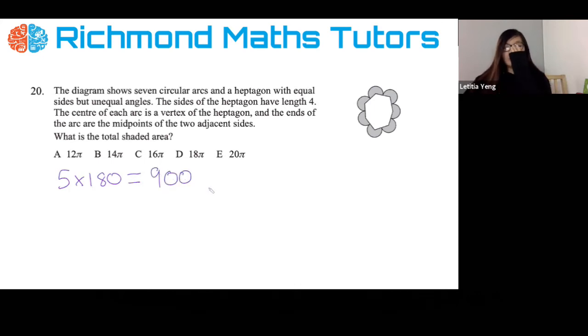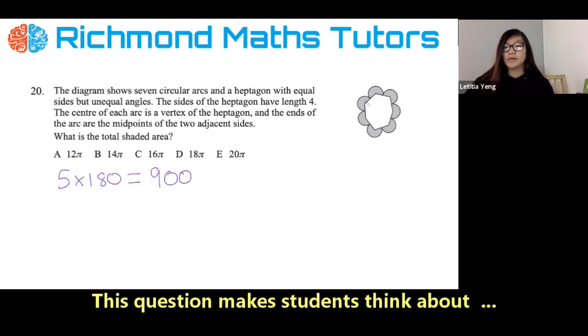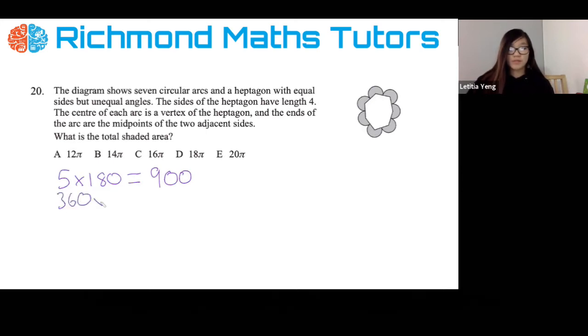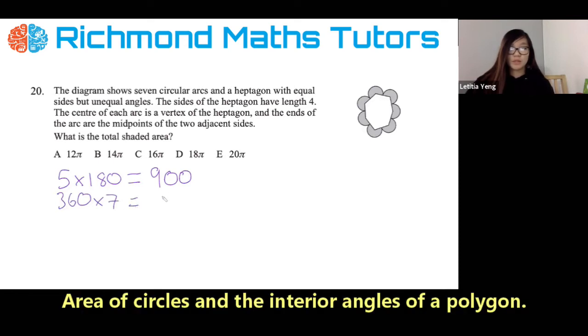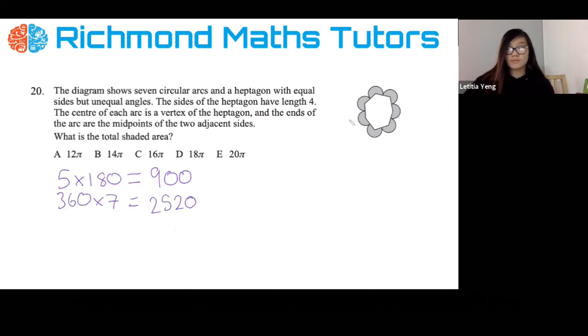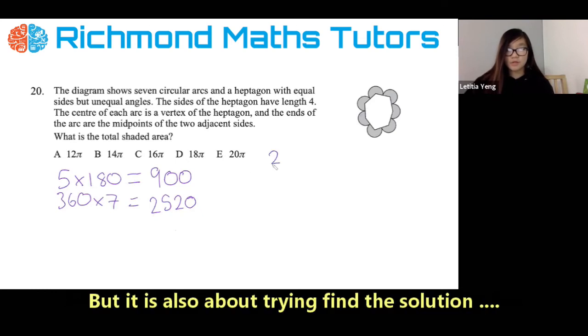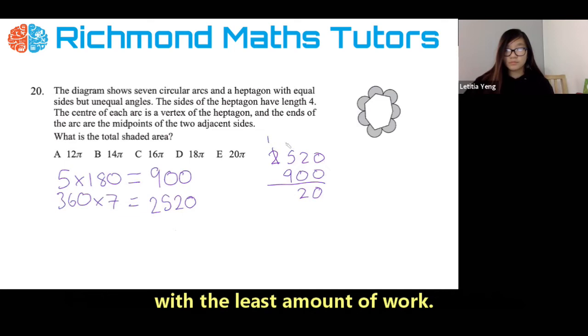And then we need to find the total if there were 7 completely shaded circles, which would be 360 times 7, which is 2,520. And then to find the difference between these two, we subtract 2,520 and 900, which then gives us 1,620. And then we need to divide that by 360.